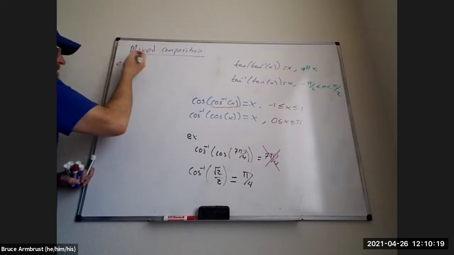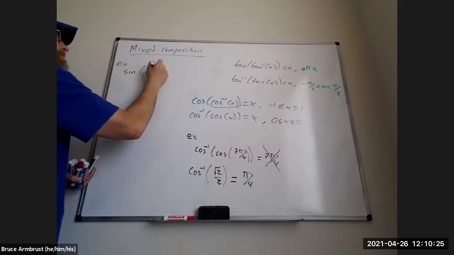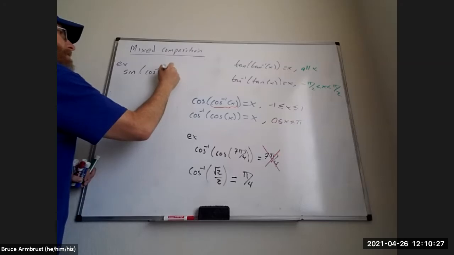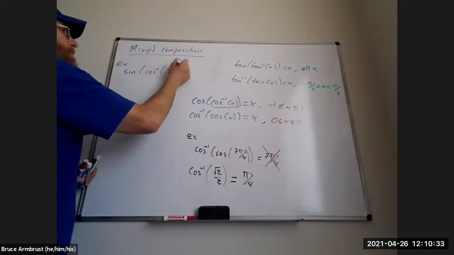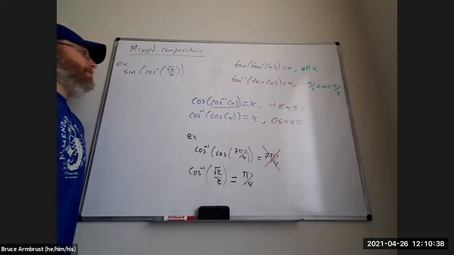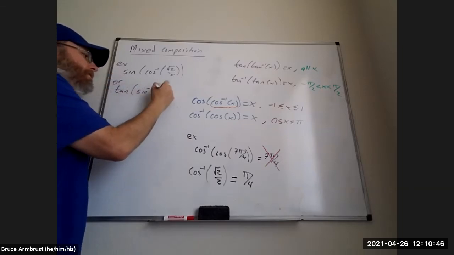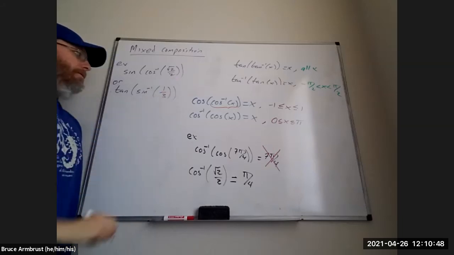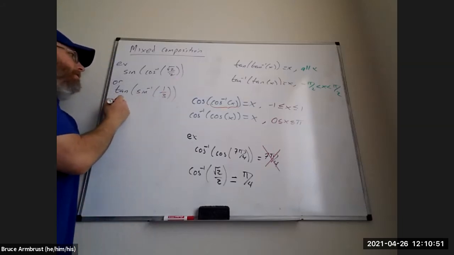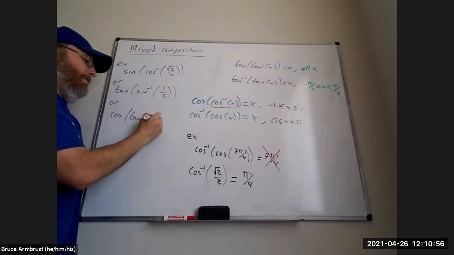And an example, we'll just throw it right out here at the start. Let's say we're doing the sine of cosine inverse of root 2 over 2. This is the kind of thing I'm talking about. Or say the tangent of sine inverse of 1/3, or insert your favorite. We'll do one more here. How about cosine of tangent inverse of 37?